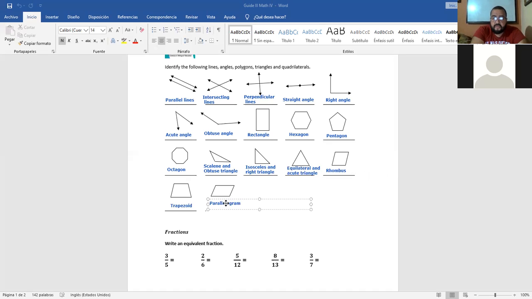Okay, and according to all the lessons of geometric figures, these are the names of each of these figures and lines. Okay, let's continue. Let's continue with the part of fractions. I'm going to work with the pencil of my phone. Okay.